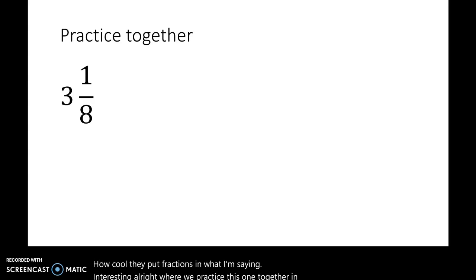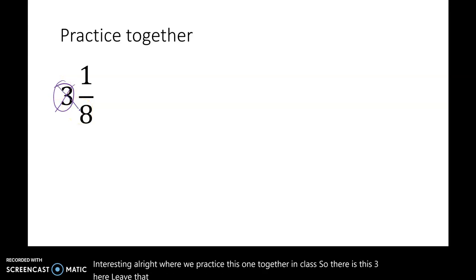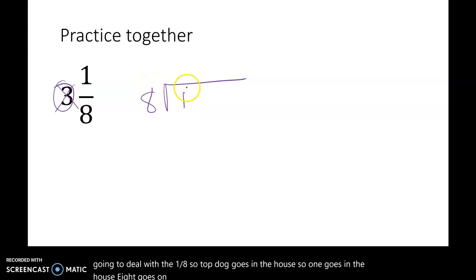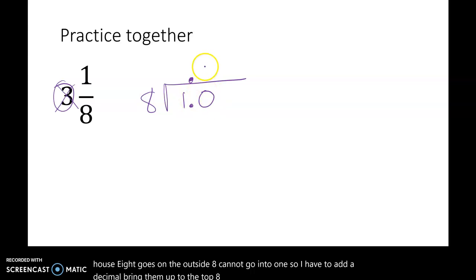We practiced this one together in class. So there is this 3 here. Leave that 3 alone for now, but it will come back at the end. So we're going to deal with the 1/8. So top dog goes in the house. So 1 goes in the house. 8 goes on the outside. 8 cannot go into 1, so I have to add a decimal, bring it up to the top. 8 can go into 10, though, and it can only go once.